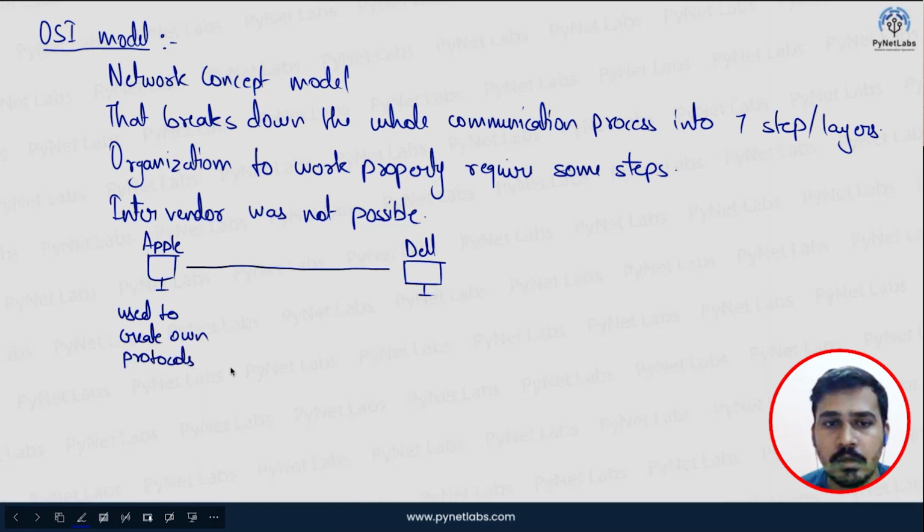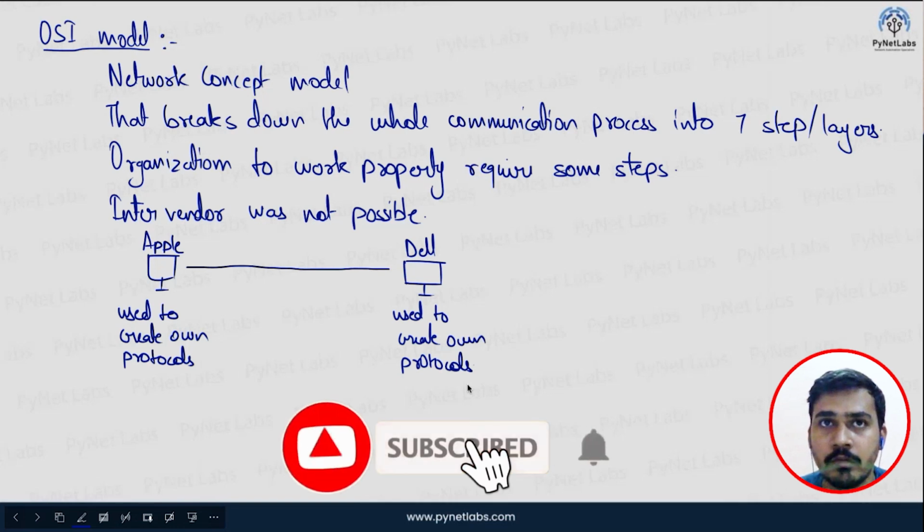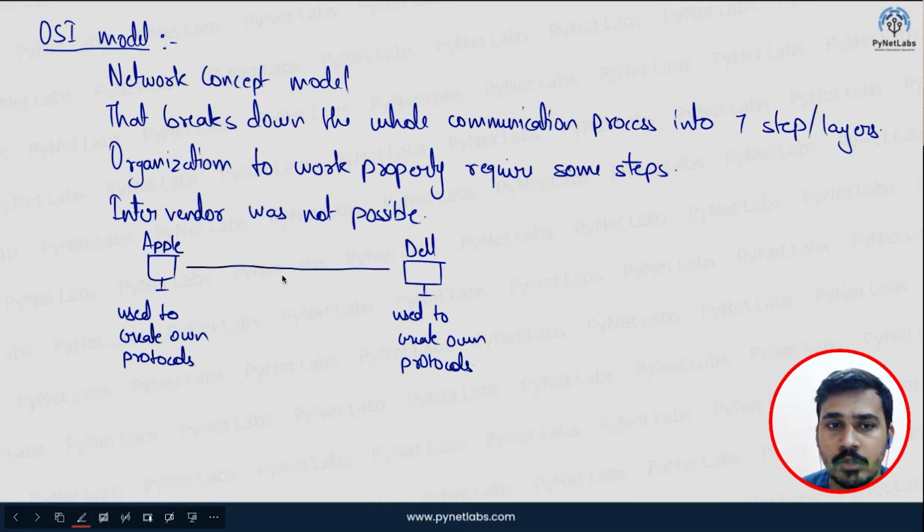As a result, each of them used a different method for communication, which resulted in the inability to communicate between vendors. Apple used its own methods and Dell used its own methods, so they devised their own ways of sending data on the internet. Because there was no similarity, they were unable to share information with each other. So inter-vendor communication was not possible before the OSI model. The organization behind the OSI model, ISO, the International Standardization Organization, studied this trend and came up with a model known as the OSI model.